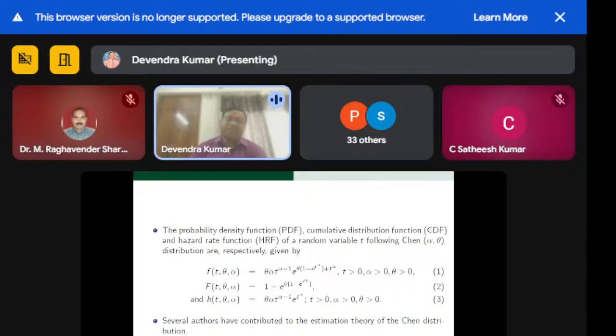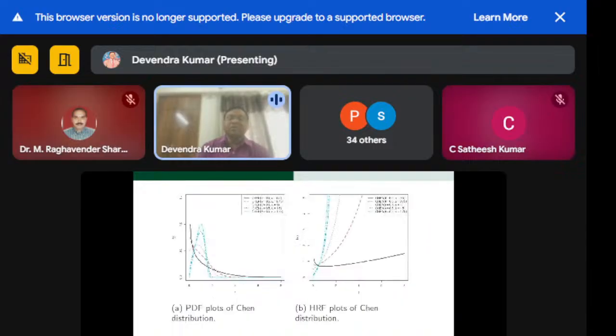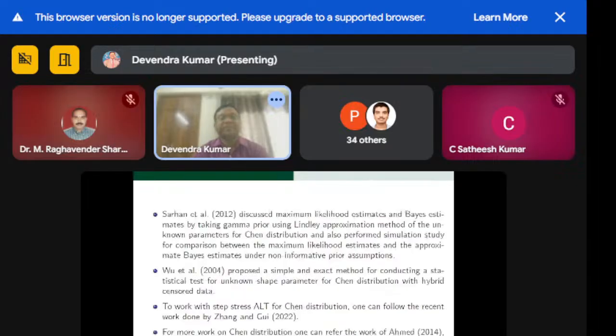Several authors have contributed to the estimation theory of the Chen distribution. This is the graphical representation of the probability density function and hazard rate for different values of the parameters. We can see that the hazard rate has a bathtub shape, characterized by an initial decreasing failure rate, a constant middle phase, and an increasing failure rate at the end.